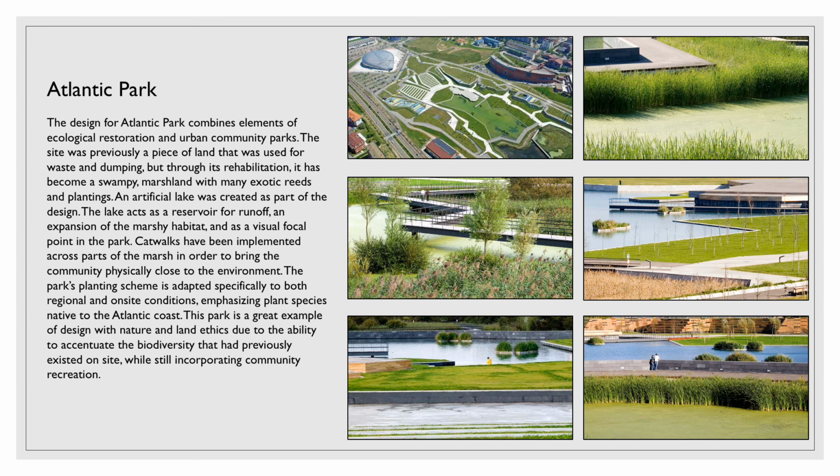Catwalks have been implemented across parts of the marsh in order to bring the community physically close to the environment. The park's planting scheme is adapted specifically to both regional and on-site conditions, emphasizing plant species native to the Atlantic coast. This park is a great example of design with nature and land ethics due to the ability to accentuate the biodiversity that had previously existed on site, while still incorporating community recreation.